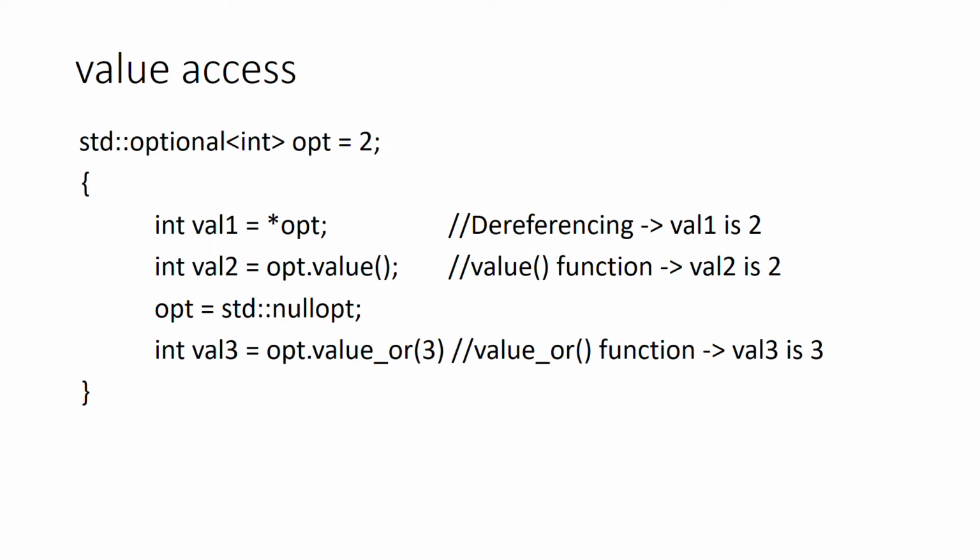Now if you reinitialize opt, or set the value of opt to null, then you can use the function value_or, which is a very interesting function which returns the contained value if the value is present in the optional object. Otherwise it returns the value specified by you. Like here, it will return the value 3.